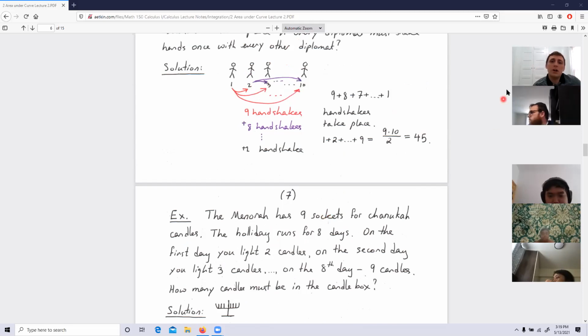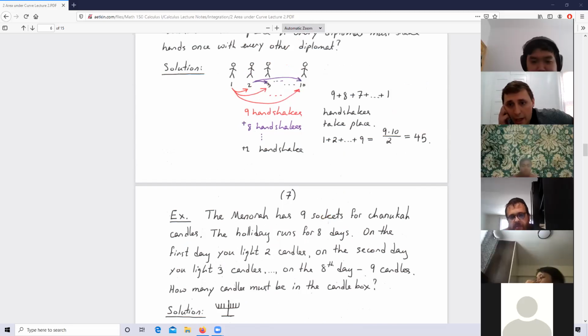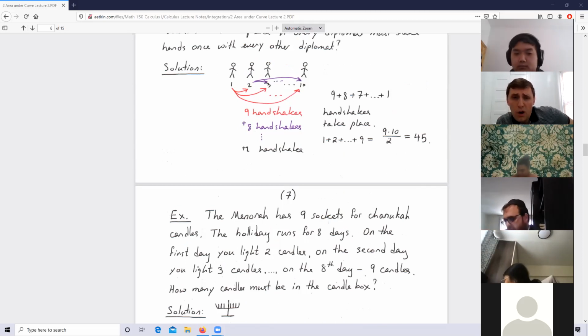I need you to tell me what's the minimal number of candles that should be in a box so that I'll be able to have 1 box for the entire holiday. Because you understand, first day you consume 2 candles, second day 3 candles, all the way until the 8th day you consume 9 candles. Calculate, please.